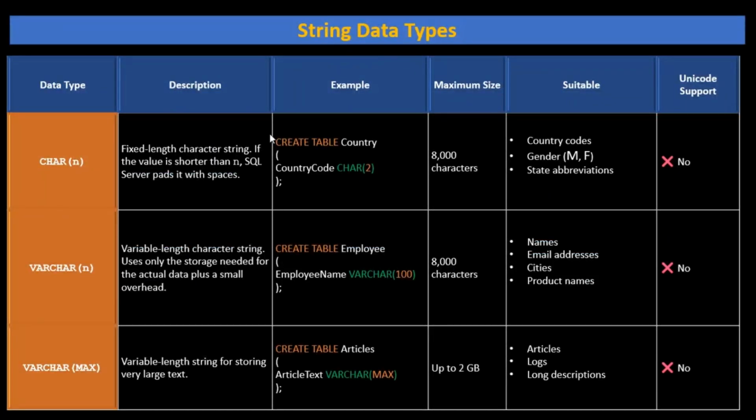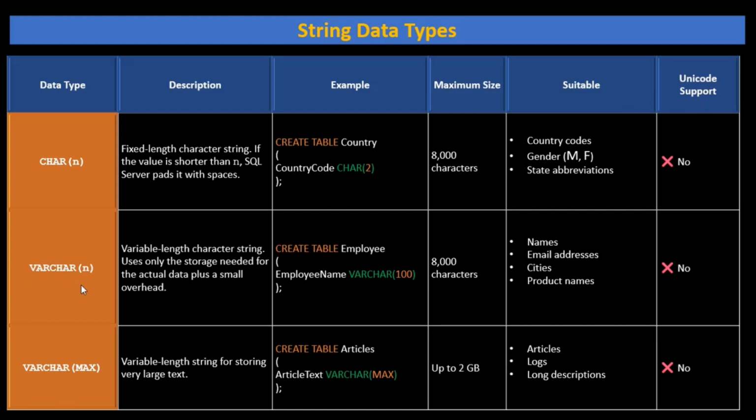There are various string data types. First one is char. Char is used for fixed length character strings. If the value we enter is less than the value specified here, then the SQL Server pads it with spaces. For example, country code char(2) means country code can hold up to 2 characters. It can hold up to 8,000 characters, meaning we can specify up to 8,000 characters here. These char data types are generally used for country codes, gender, state abbreviation, because this type of information is generally of fixed length. Char data type does not support Unicode characters.